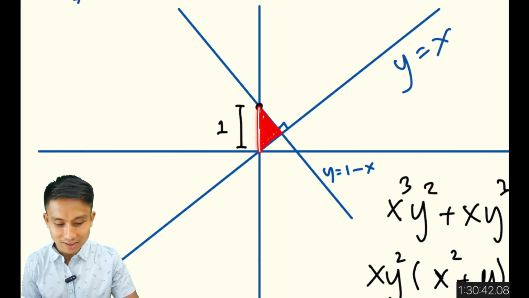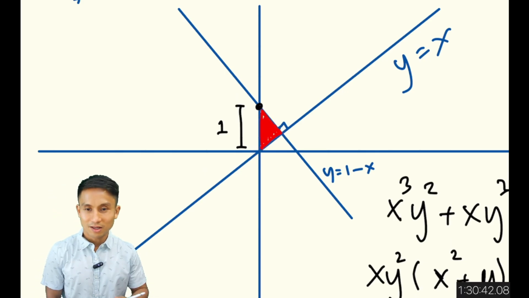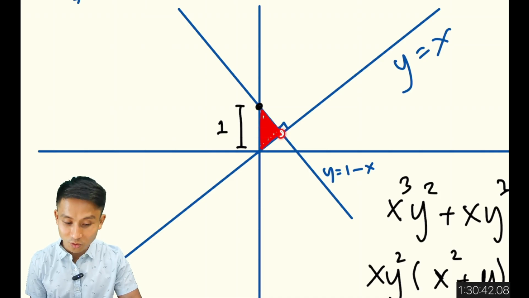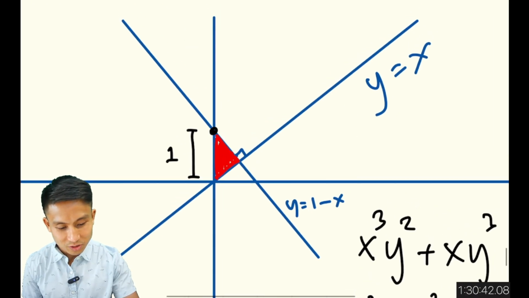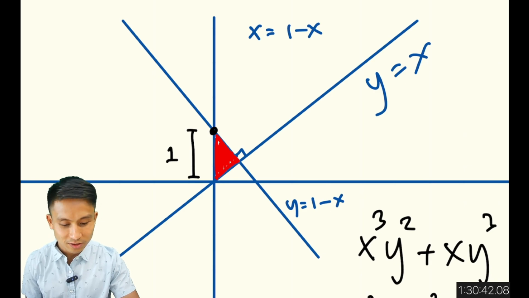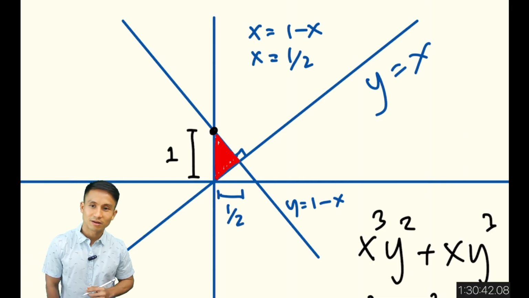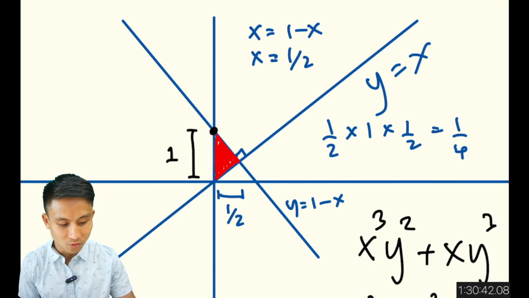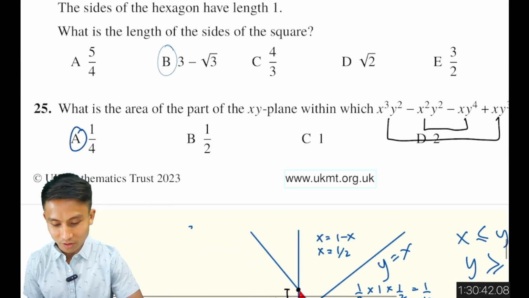I mean, if you take this as the base, that would be the height. Easier. Rather than finding these two lengths separately, you already know the base here, you just have to find the height. And the height in this case is the x-coordinate of the intersection. So we find the intersection, so we put the two equations equal, so x equals 1 minus x. Simple. So that means x is a half. That means this is a half. So that's 1 over 2 times 1 times a half, which is 1 over 4. That's it. That is the answer, 1 over 4.